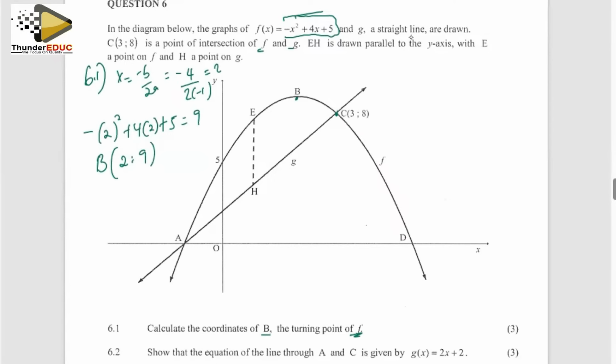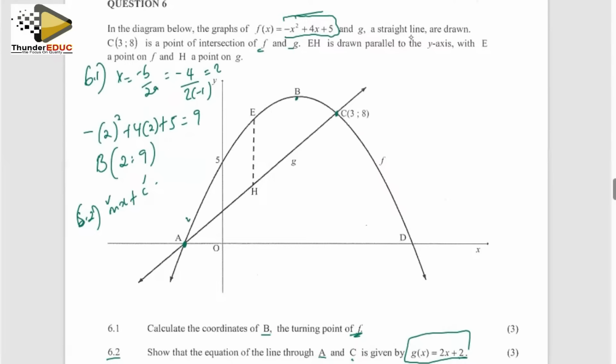Beautiful. Then 6.2, can we show that the equation of the line AC is given by 2x plus 2? So we know that the general equation of a straight line is always in the form of mx plus c. So our target is to look for the gradient and then the y-intercept, okay? For us to do that, we need 2 points. We already have point C. We can find point A, okay? Point A is the x-intercept of both graphs.